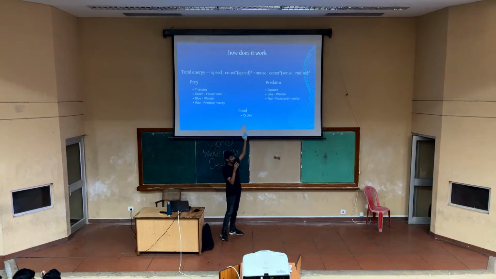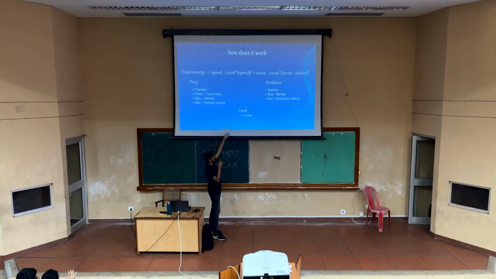For predators, they are squares, and when it's blue, they are wandering randomly. When it's red, it means they have found a prey and tried to catch it and eat it. And finally, food are circles.